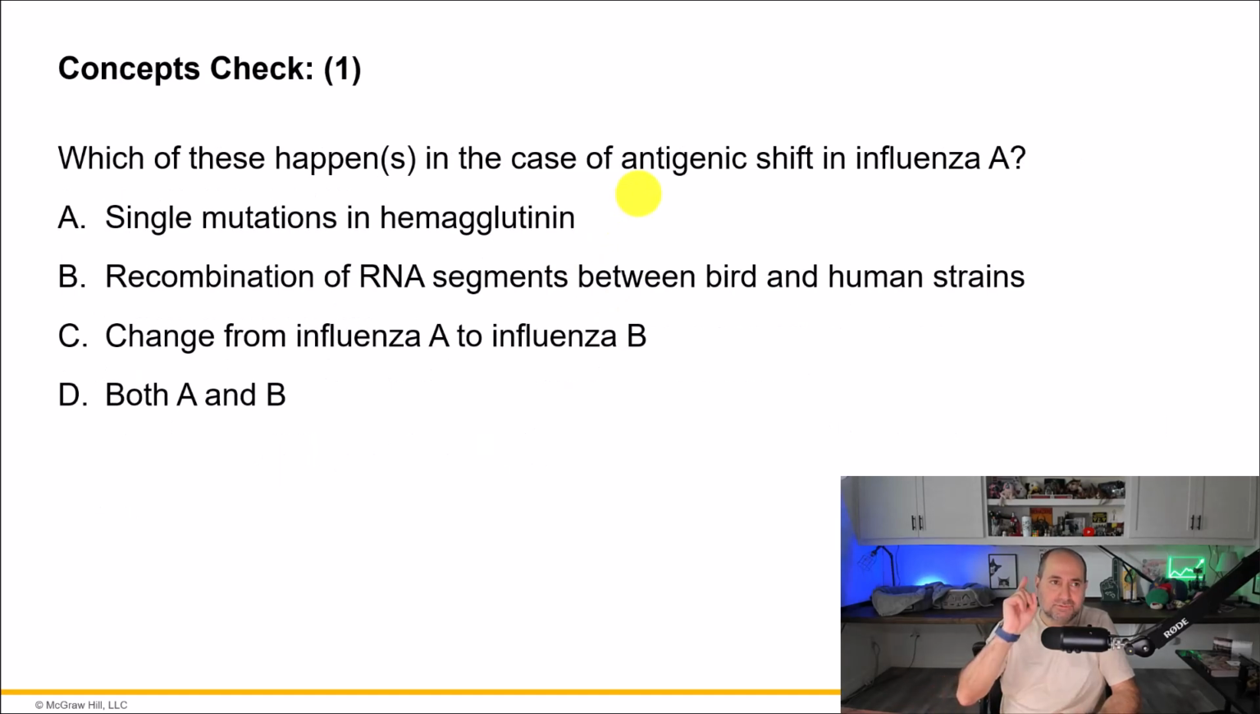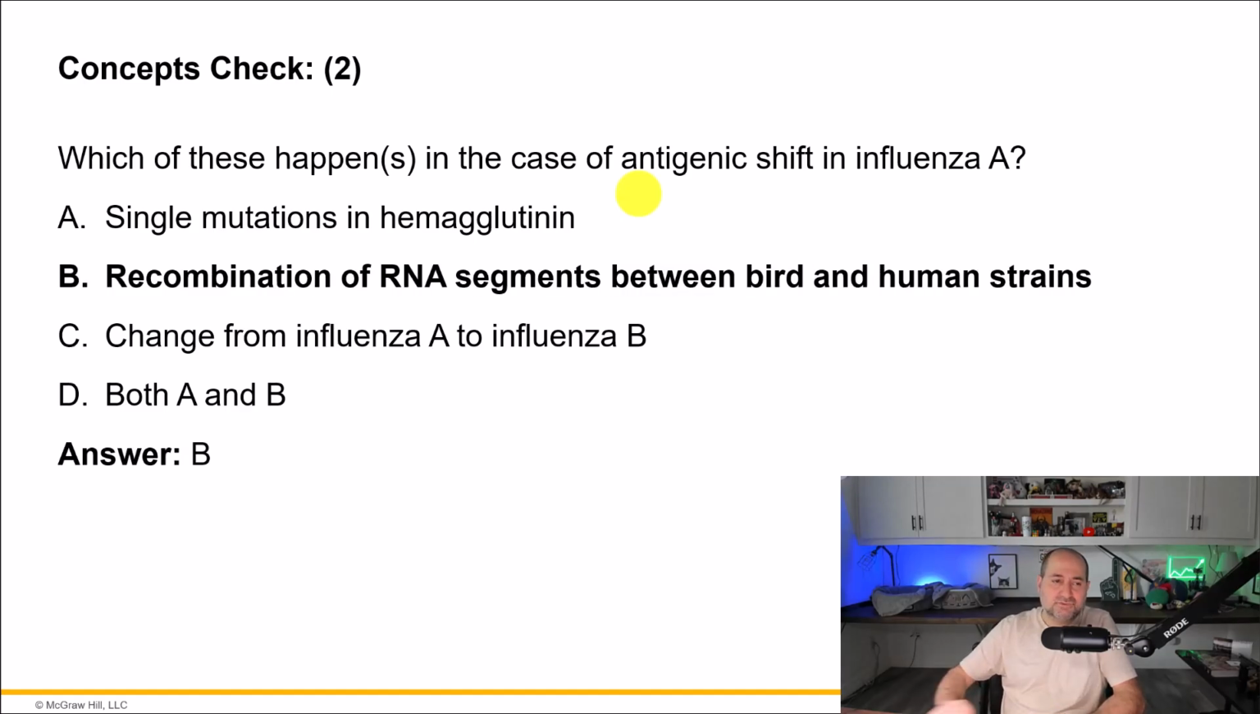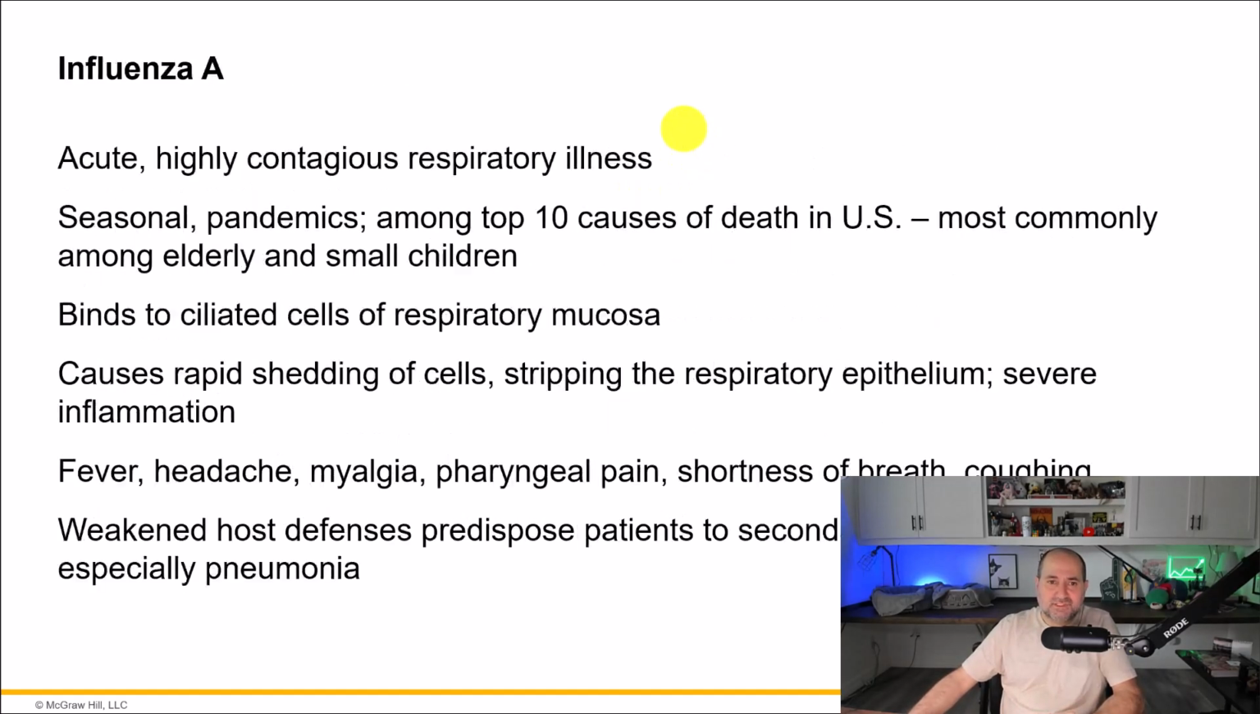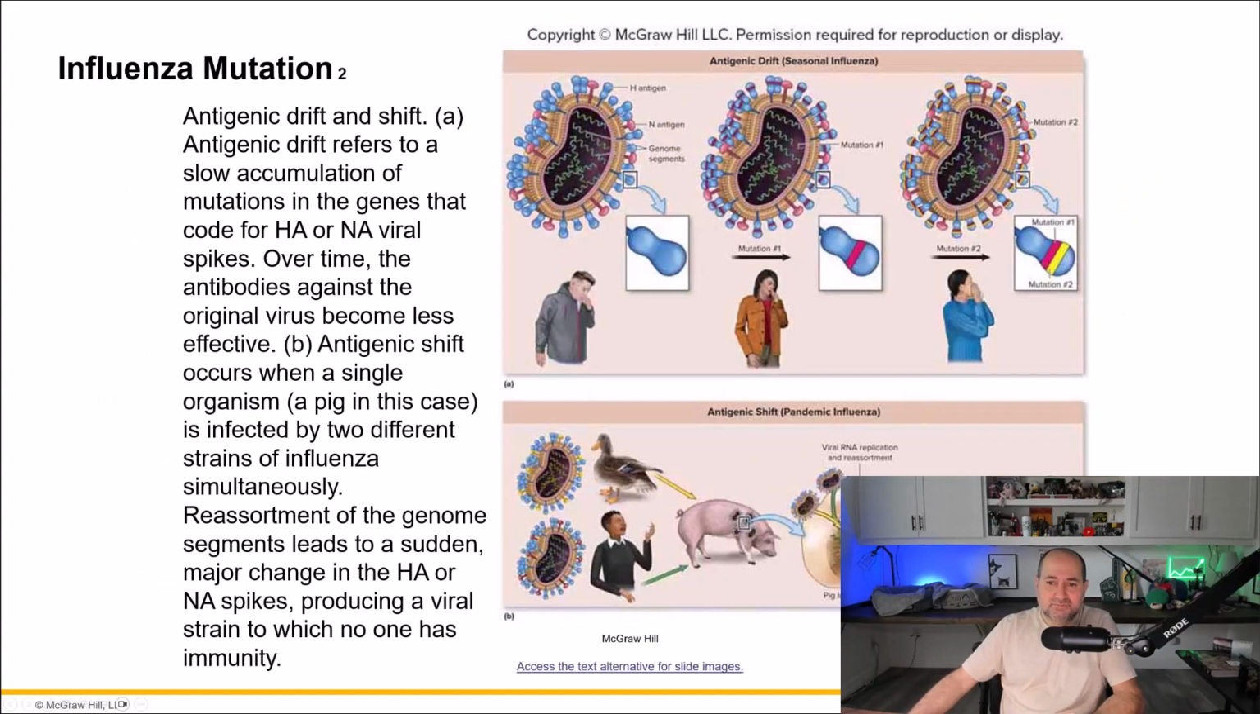And that led to concept check number 1. Which of these happens in the case of antigenic shift in influenza A? And remember, the answer was B, recombination of RNA segments between bird and human strains, right? So remember, it was this slide over here at the bottom that explains it nicely. The difference between antigenic shift and antigenic drift. Both play a role in how much the flu mutates and changes, but drift is less dangerous than shift.